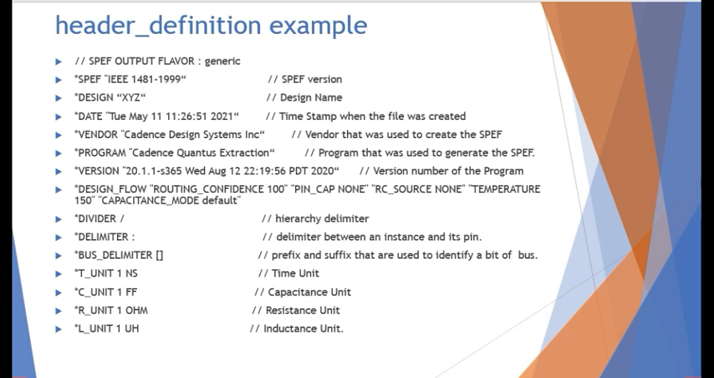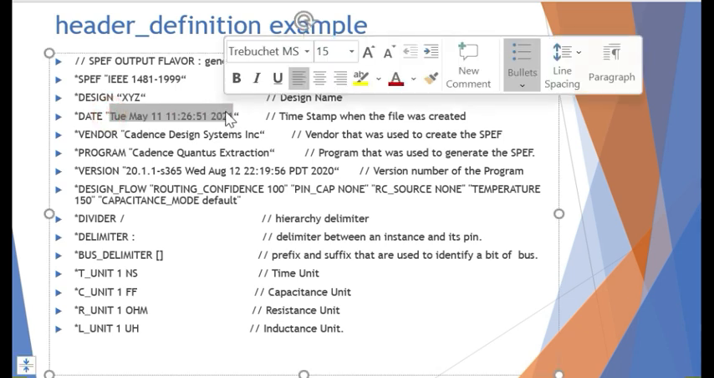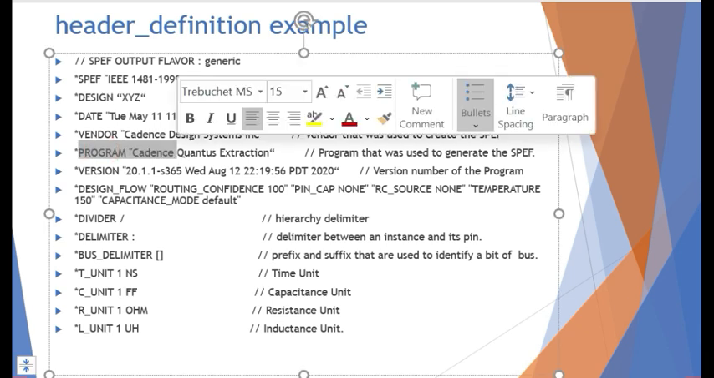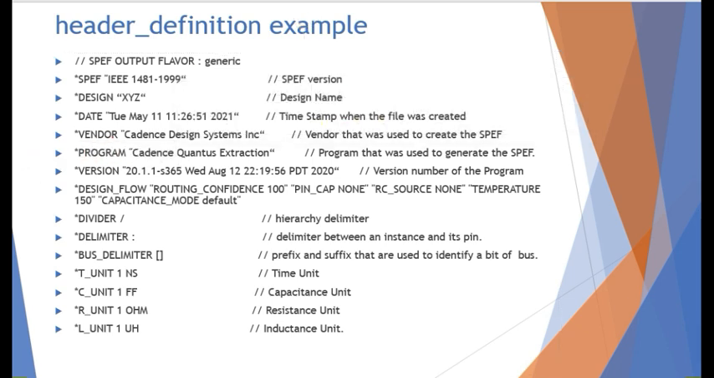This is the timestamp of when spef file was created. This is the vendor name that was used to generate the spef file, and this is the program of Cadence that was used to generate the spef file. Like the vendor is Cadence, but the tool Quantus extraction from Cadence is used to generate the spef file. So that is the program that is used to generate the spef file. This is the version of the program. So in this case, version of Cadence Quantus extraction.